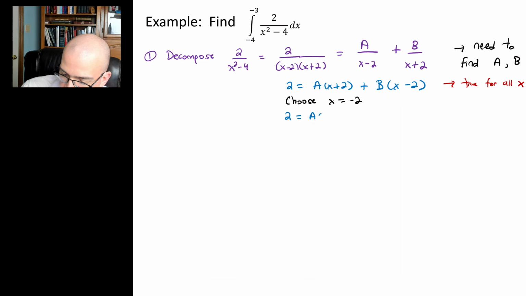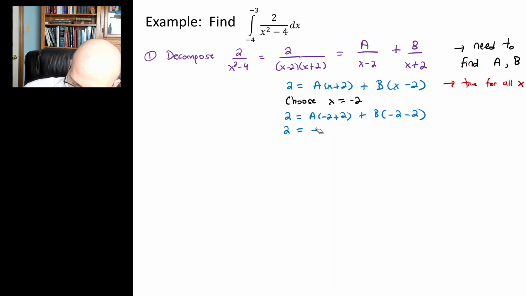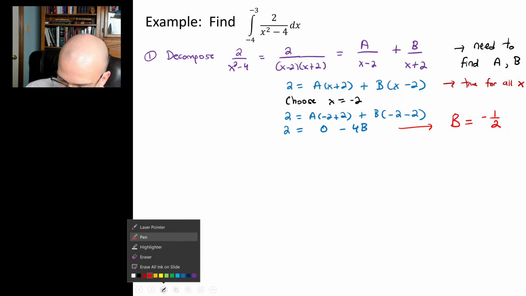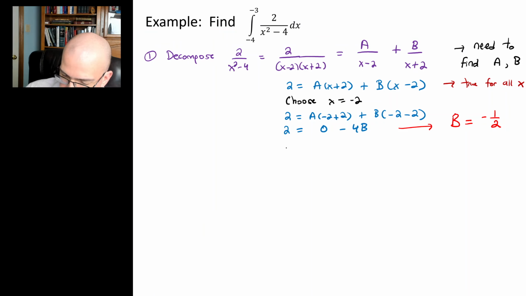2 is equal to A times -2 plus 2 plus B times -2 minus 2. So 2 is equal to 0 minus 4B. And then that means if I divide both sides by -4, we get B is equal to -1/2. Now we need another one. We need the A value.